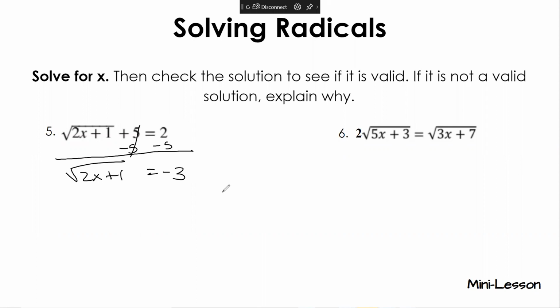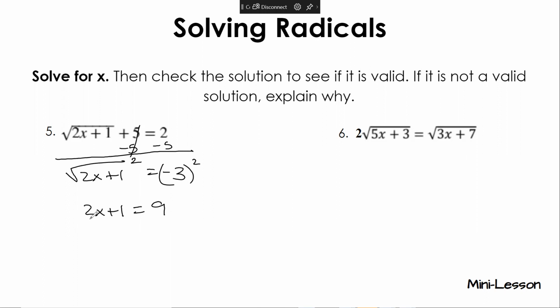Now, we're trying to get x by itself, but it's trapped underneath that square root. So we're going to square both sides. And so that's going to give me 2x plus 1 equals, and this is going to be +9. Many times people don't multiply -3 times -3. Be careful of those signs.